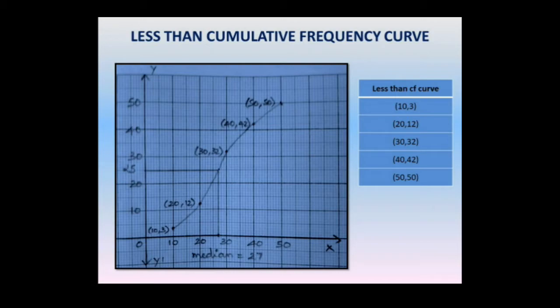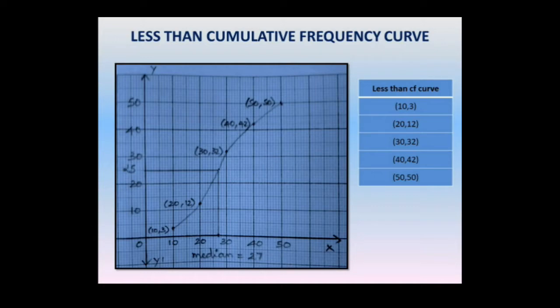Now we are going to draw the graph. First we are going to draw the less than cumulative frequency curve. We are going to take the limits along the x-axis and the cumulative frequency along the y-axis. Scale: x-axis 1 centimeter equals 10 units, y-axis 1 centimeter equals 10 units. We are going to plot the points (10, 3), (20, 12), (30, 32), (40, 42), (50, 50).